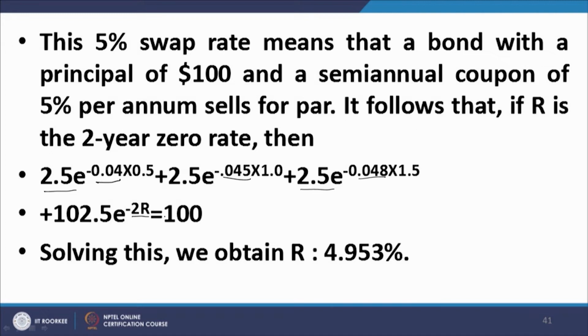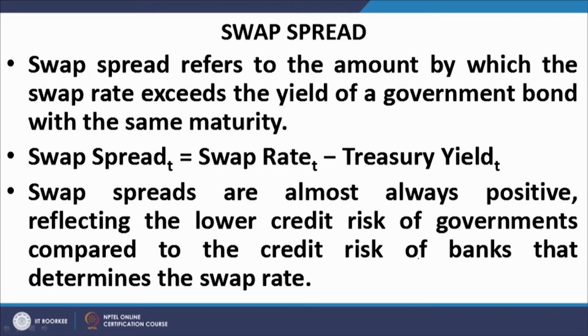Now, on solving this equation, and this must be equal to 100, as I mentioned, if there are semi-annual payments equal to half of the swap rate, then the bond should quote at par, and that is precisely what we are saying. The coupon rate is 5, so half of this is 2.5 and it is being made semi-annually, and then of course, the repayment is made at the end of the life of the bond, and the bond should be quoting at par. When we solve this equation for R, we get R equal to 4.953%.